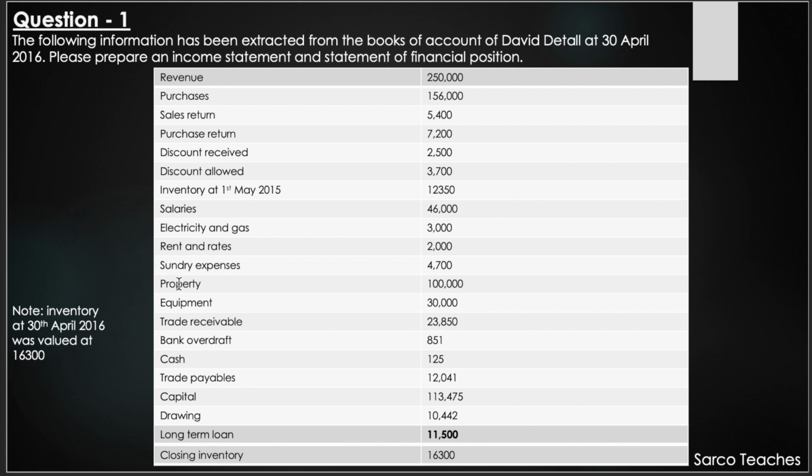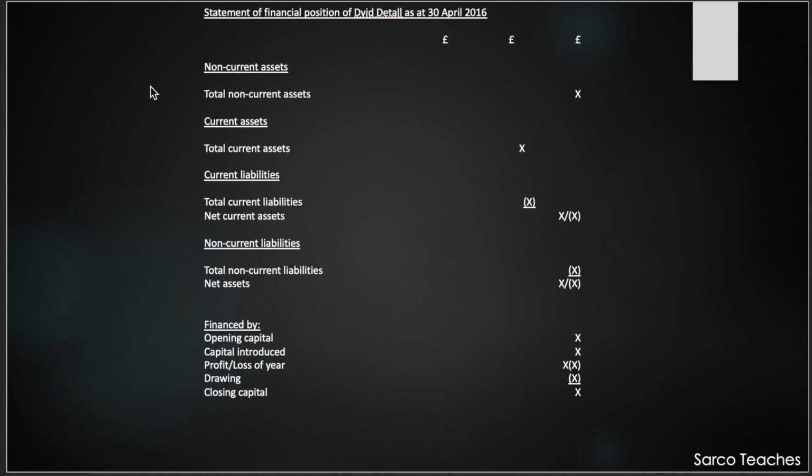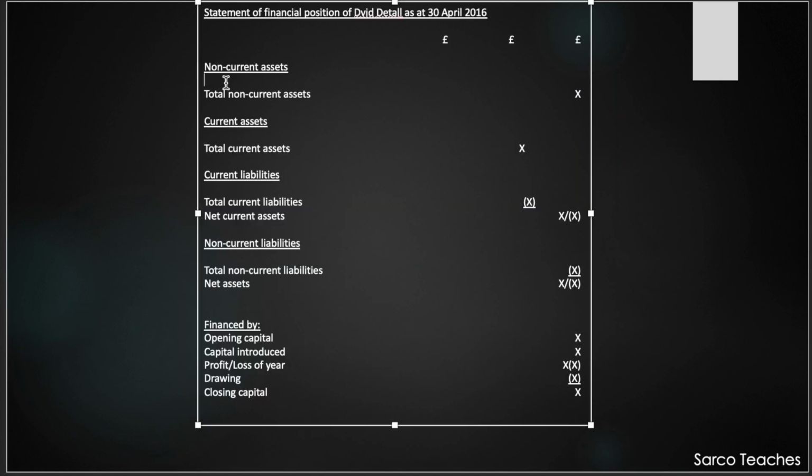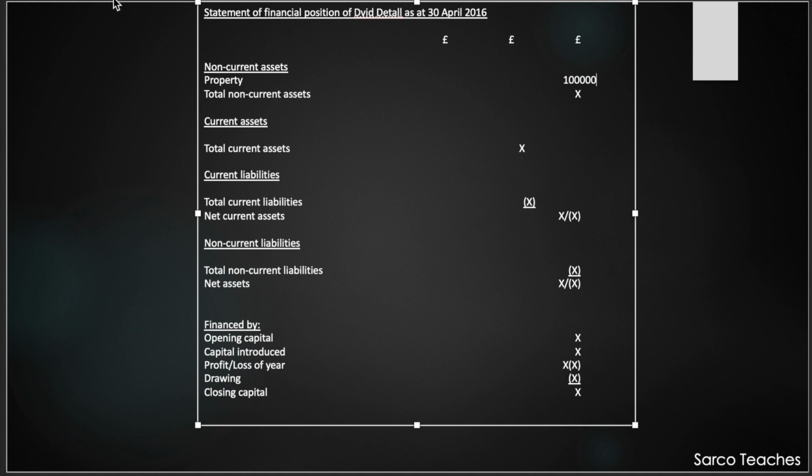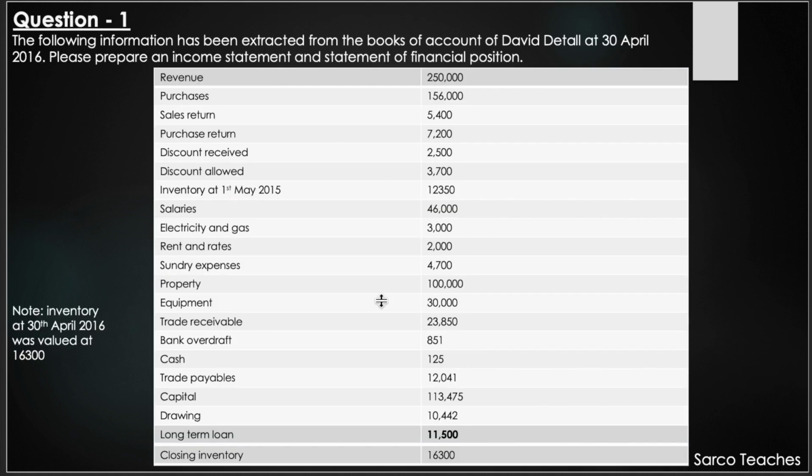Property. Property is a non-current asset. This is because the business is going to keep it for more than a year. Anything that you keep for more than a year is a non-current asset. All our assets will go into our statement of financial position. So underneath non-current assets, I will write property, and then on the last pound sign, just underneath it, I write 100,000.